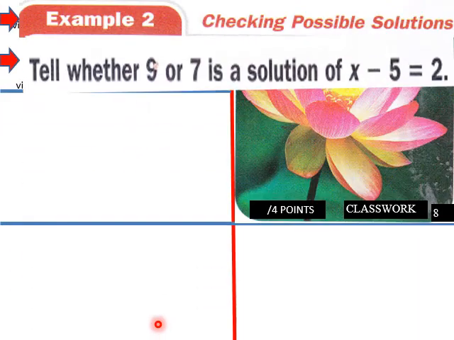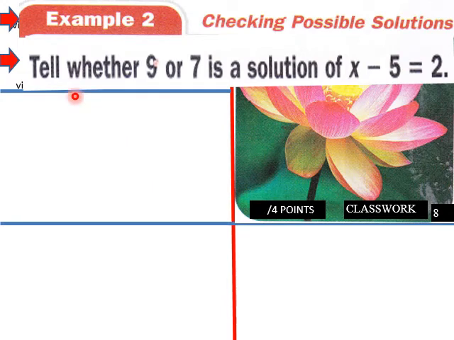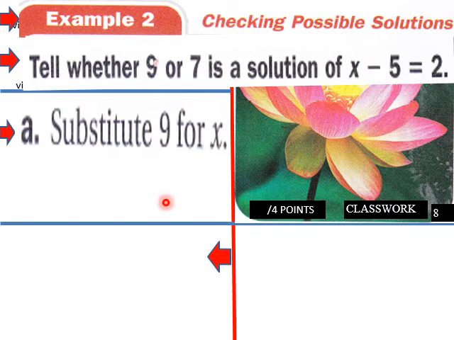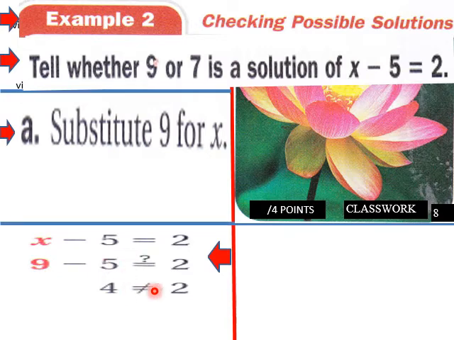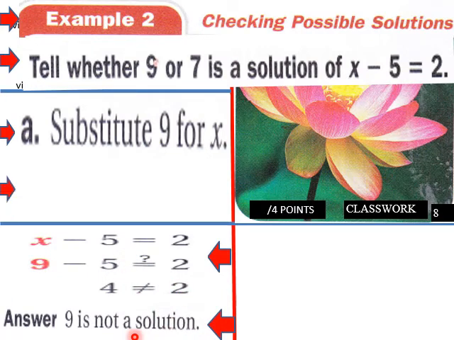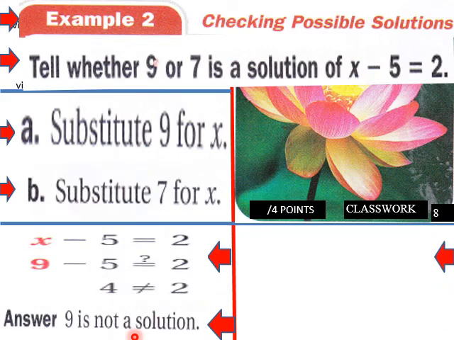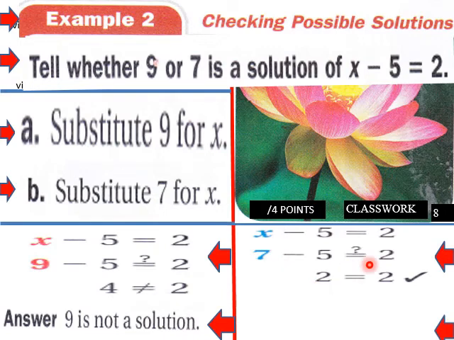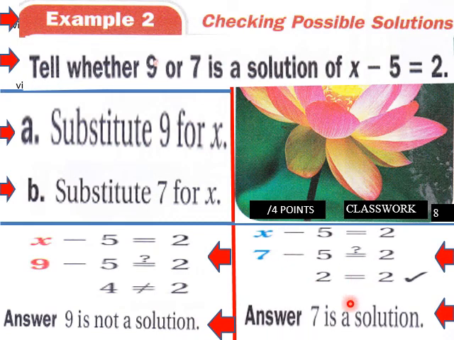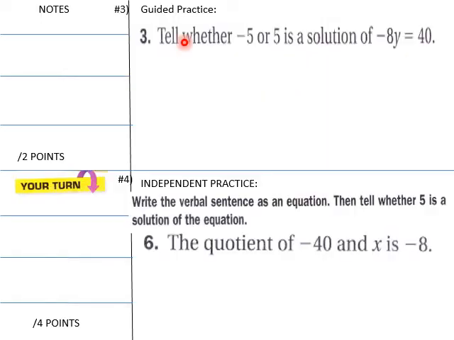And then example 2, checking possible solutions. Tell whether 9 or 7 is the solution for this equation here. How do we check? Substitute 9 for x, so we plug in 9 for x here. 9 minus 5 equals 4. Does that equal 2? No, 9 is not a solution. So what about 7? We substitute 7 in there. 7 minus 5. Does that equal 2? Yes, 2 equals 2. So 7 would be a solution for this equation here.